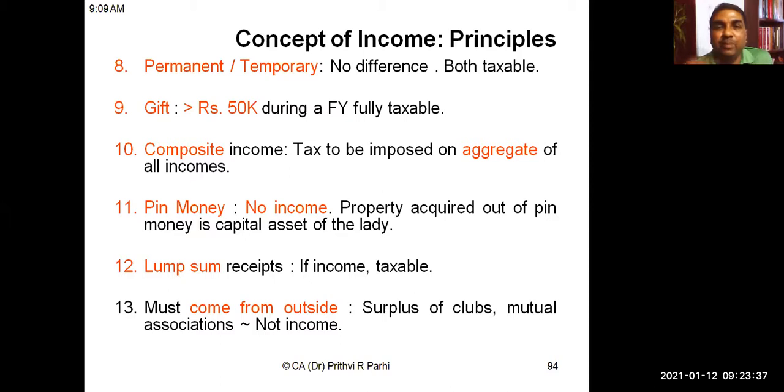So therefore, let us say five of you collect some money and go for a picnic. Everybody contributed, let us say 500 rupees, and you went to the picnic. Your total collection is 2,500 rupees, but total spending is 2,000 rupees. 500 rupees is your surplus. It cannot be said that 500 rupees is the income of that association of persons. No, that is the surplus, because you are not doing any business with outsiders. You are contributing and you are participating. You are only dealing with yourself. So therefore, surplus of clubs, mutual associations, etc. are not income. Did you understand? But if you do business, and there are some outside activities, then that will be income. Is it clear?